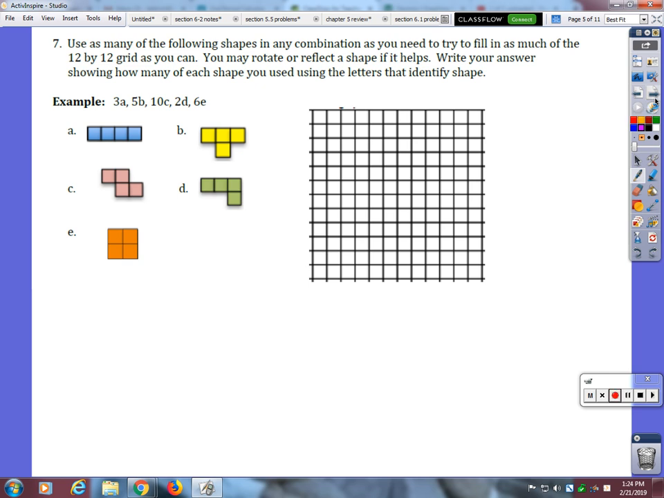Did anybody do it? No. No? Yes? Nice. So one example they said is you could use 3 of shape A, 5 of shape B, 10 of shape C, 2 of D, and 6 of E. So I can't really go through that up here. I mean, I could.